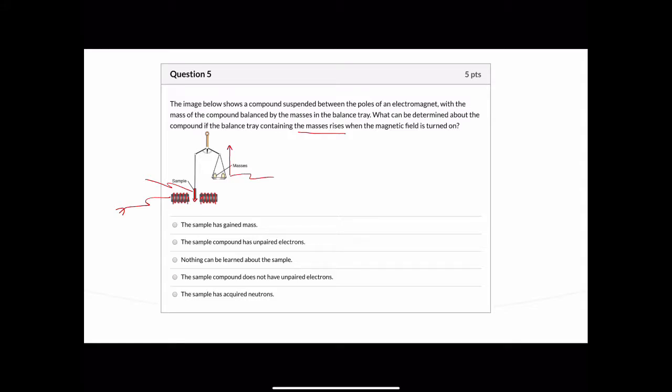You would remember that when we have something that's paramagnetic, that means that it has unpaired electrons and it's going to be attracted to a magnetic field. So paramagnetic means, again, that we have unpaired electrons. If I take a look at the possible answers, the second one here says the sample compound has unpaired electrons. So if it has unpaired electrons, that means it's paramagnetic, and it will be attracted to the magnetic field, causing the masses to rise. So it's a good idea to know what paramagnetic and diamagnetic mean.